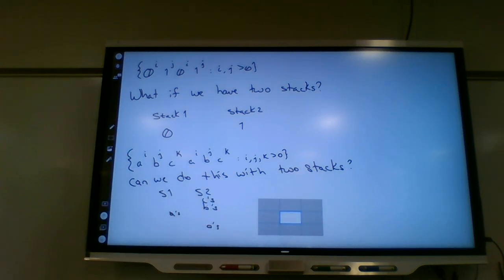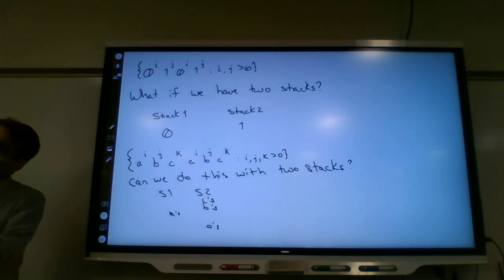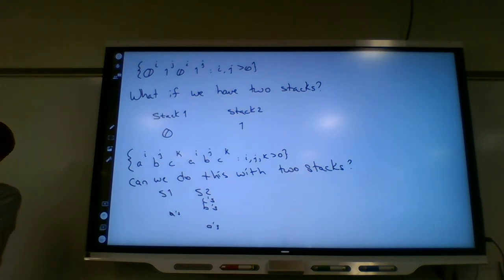And then when you get to A's, you start popping the A's, but at the same time you're popping A's, you pop and push the C's to stack 1. No, because then you're getting A's and C's intermingled. You can't get to the A's that are underneath the C's. You pop all the A's. No, that's not either.